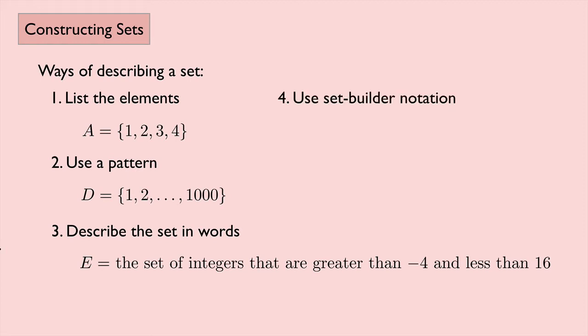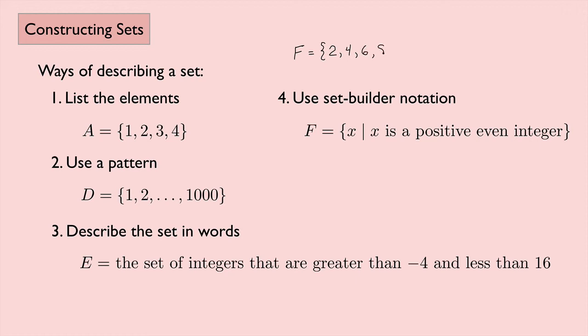Finally, we can use something called set builder notation. So here's an example. The set F is the set, and then here's how you read this. So here's our set F, and this is the set of all x such that, a little bar means such that, x is a positive even integer. So in other words, this set F here, if I wanted to actually write out the elements, we want positive even integers. Okay, so that would be things like 2 and 4 and 6 and 8 and so on.